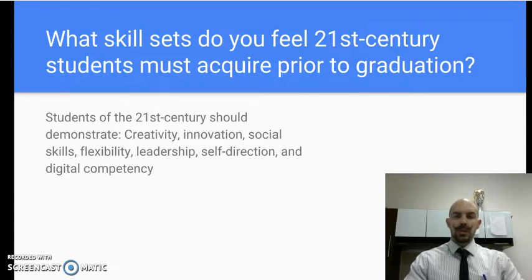The skill sets that a 21st century graduate might need. Students of the 21st century should demonstrate a whole range of knowledge and capabilities. Some of the most important would be creativity, innovation, social skills, flexibility, leadership, self-direction, digital competency, of course. Basically, you have individuals who are going to be entering a digital marketplace, a competitive marketplace where they're going to need strong social skills that are driven beyond interactions with things like Facebook. And they need greater digital competency because they might need to interact with individuals all around the world, and digital means are the way that might happen.